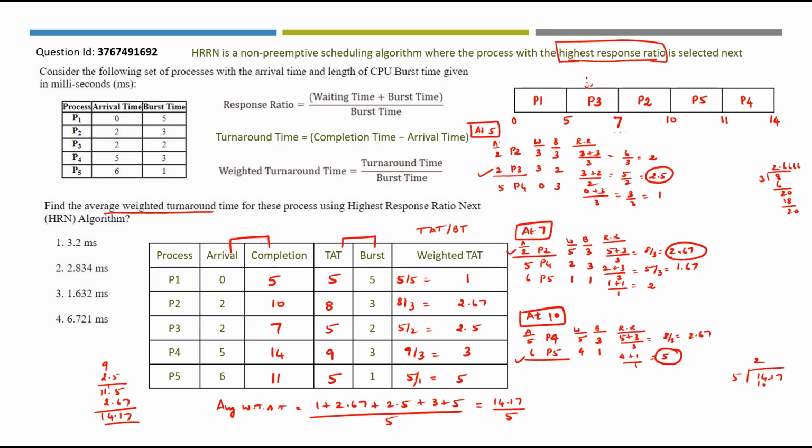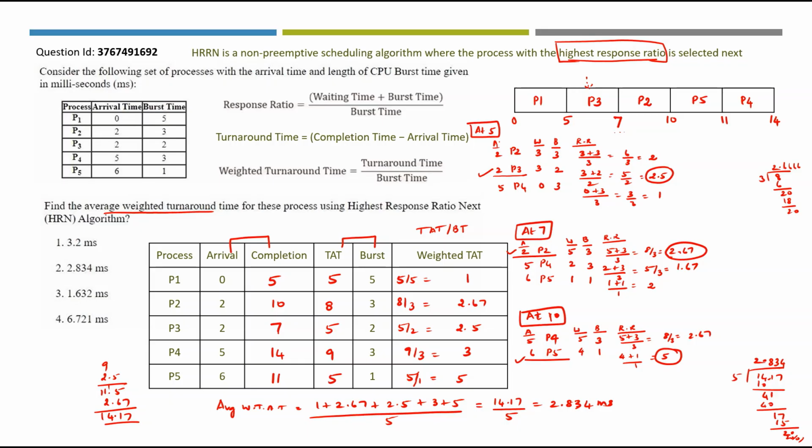5 2s are 10. We have 4. Then we'll have a point. It's 41. 5 8s are 40. 41 minus 40 is 1. Then we have this 7. 5 3s are 15. And 7 minus 5 is 2. Then we have 5 4s are 20. So the value is 2.834 milliseconds. This will be the average weighted turnaround time.